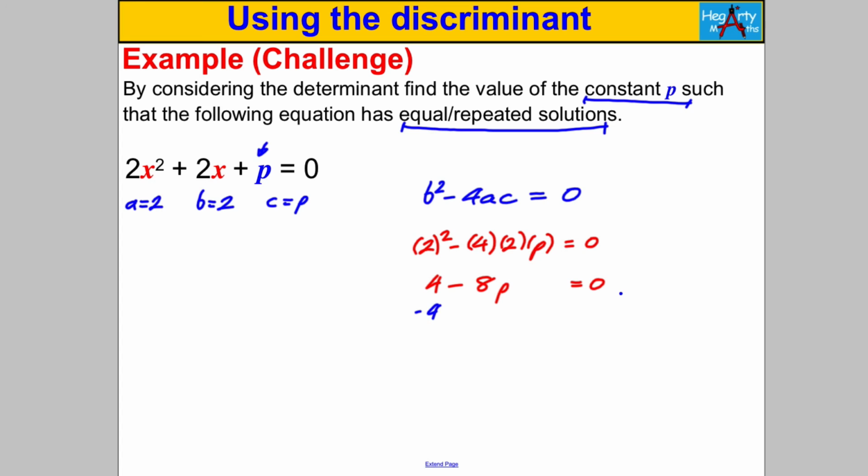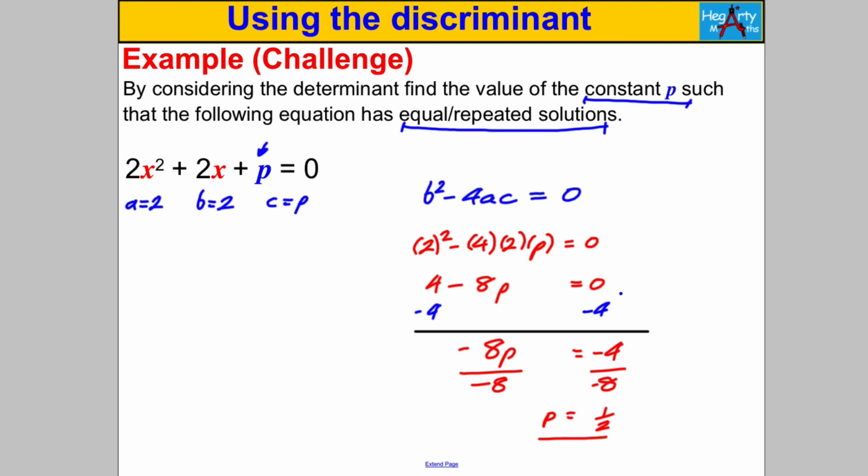So we could subtract 4 off both sides and we'd get negative 8p is going to equal negative 4. And we divide both sides by negative 8. And we get p is therefore a half. So it says find the value of p such that the following has equal solutions. If p was a half, then b squared subtract 4ac would be 0, so this quadratic would have equal or repeated solutions.